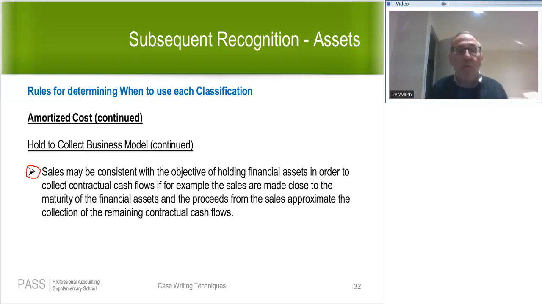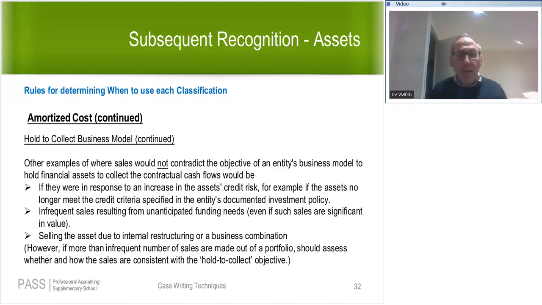Other examples of where sales would not contradict the objective of the entity's business model to hold the assets to collect contractual cash flows, I've given you some other examples here. Guys, at the end of the day, I would not try to memorize these examples.